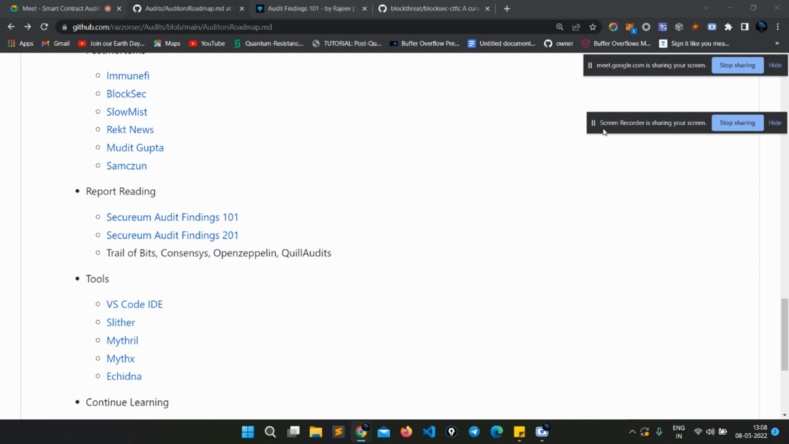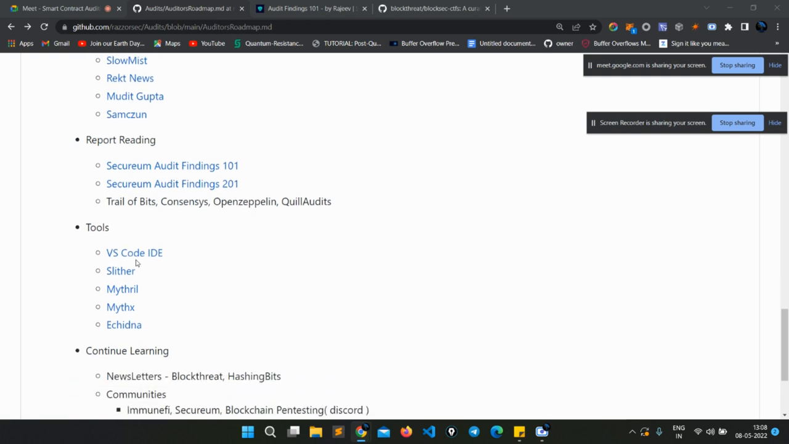Some of them are their own proprietary internal tools. Some of them are open source, which are being used very widely in most of the audits. So VS Code is not a tool. VS Code is an IDE, but it's very helpful, and you will find it very handy while testing code or writing code.